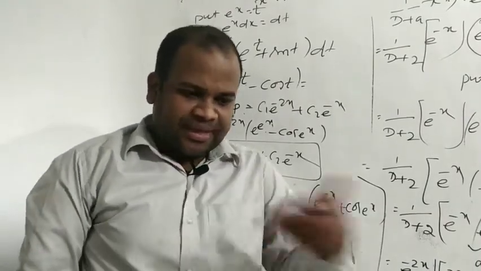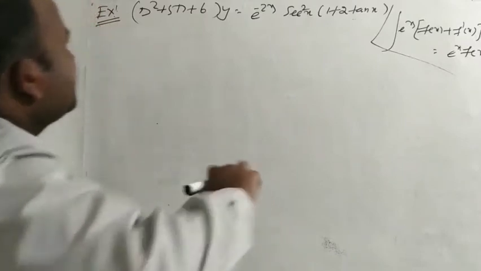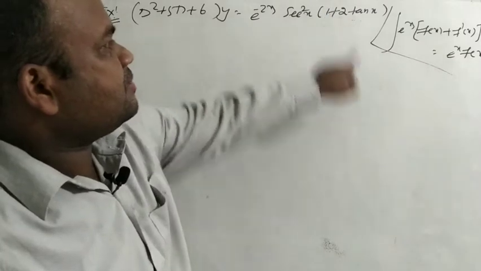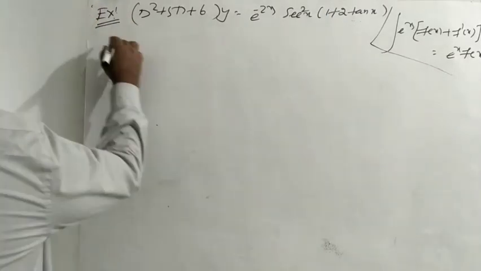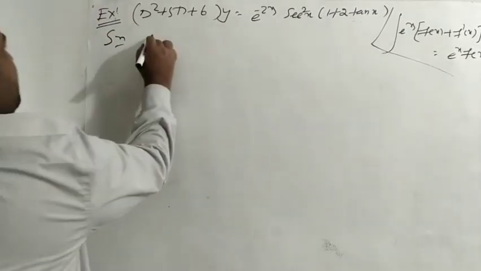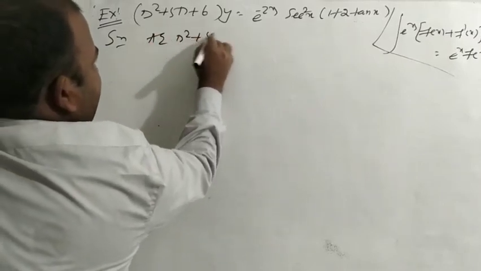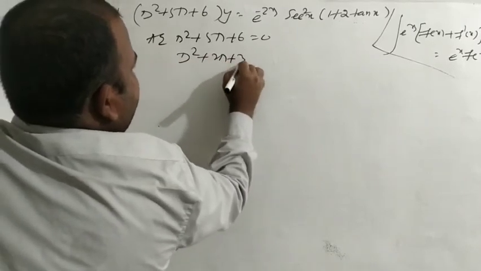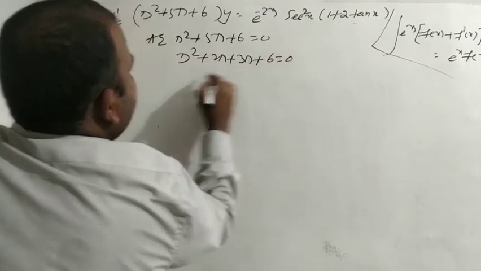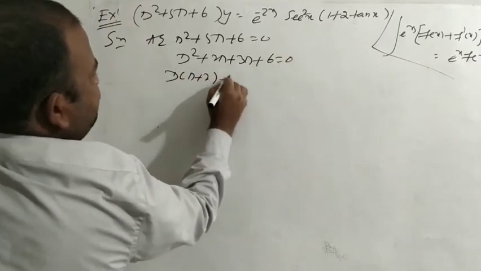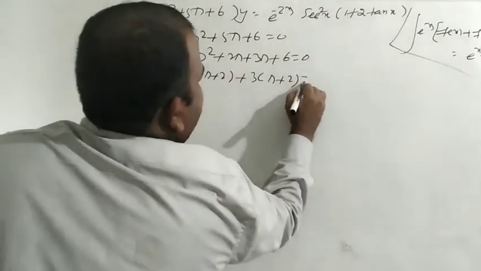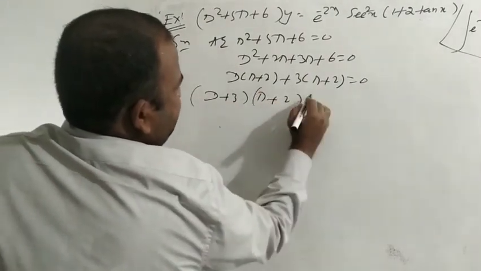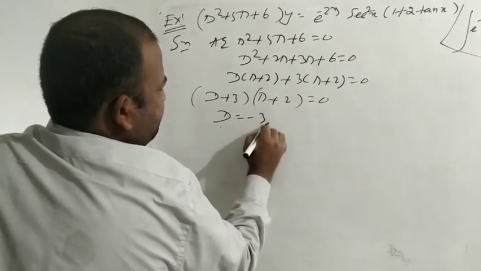Now you will solve another problem, go to the next problem, that is d square plus 5d plus 6 into y equals to e raised to minus 2x sec square x plus 1 into 1 plus 2 tan x. Solution. You will find the complementary function. Auxiliary equation: d square plus 5d plus 6 equals to 0, d square plus 2d plus 3d plus 6 equals to 0, d will be common, d plus 2, 3 will be common, d plus 2 equals to 0. So this is d plus 3 and d plus 2 equals to 0, d equals to minus 3 and minus 2.